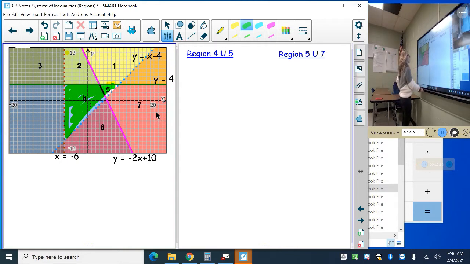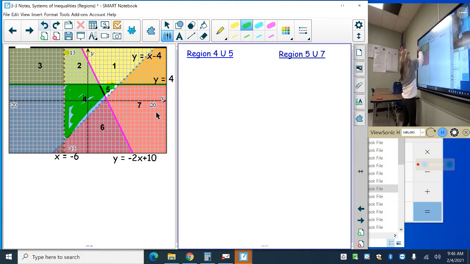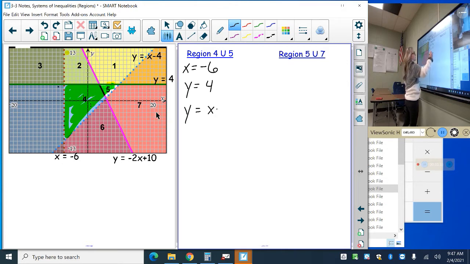So I have to think to myself, okay, what equations border the green shaded area, regions 4 and 5? Well, the red dotted line hits it here. The green solid line hits it here, and the blue dotted line hits it here. We ignore the purple line because that's not a border, it just goes right through the middle, so we ignore it. Only the borders. So I have to think, okay, 4 union 5, I'm going to write those 3 equations down. The red dotted line is x equals -6, and then I have the green line, y equals 4, and then I have the blue dotted line, which is y equals x minus 4.